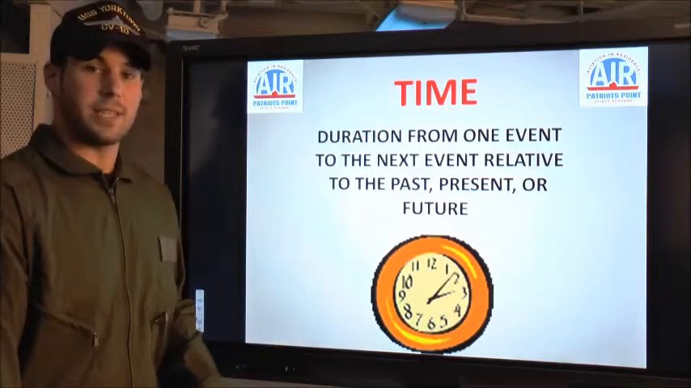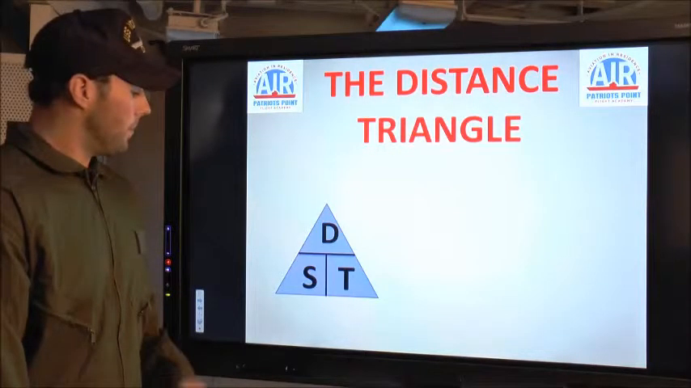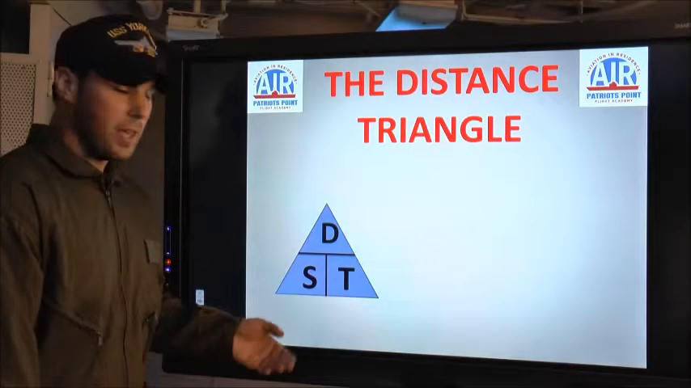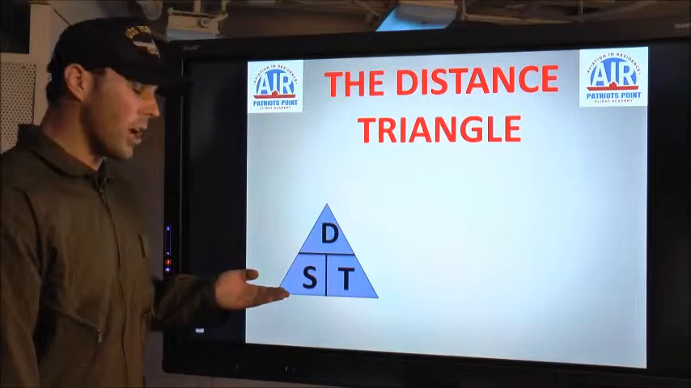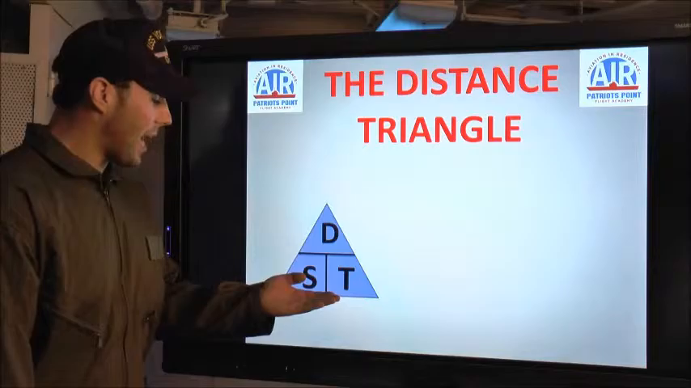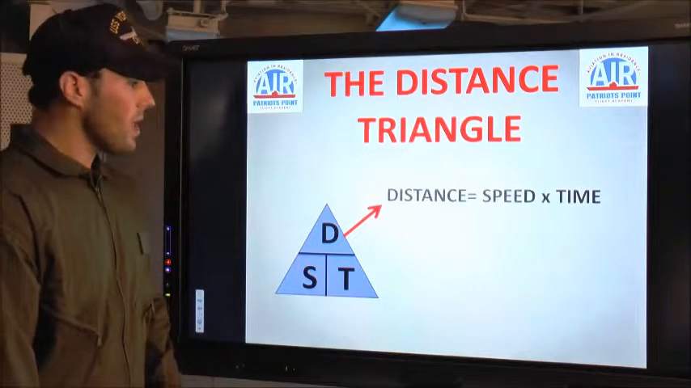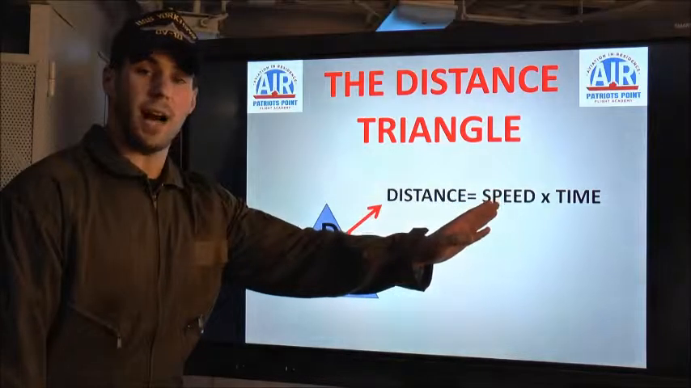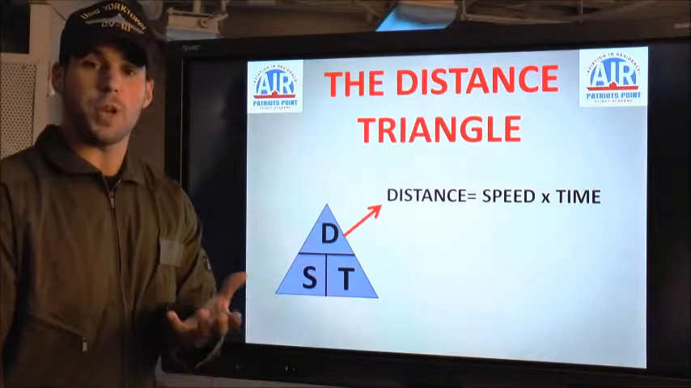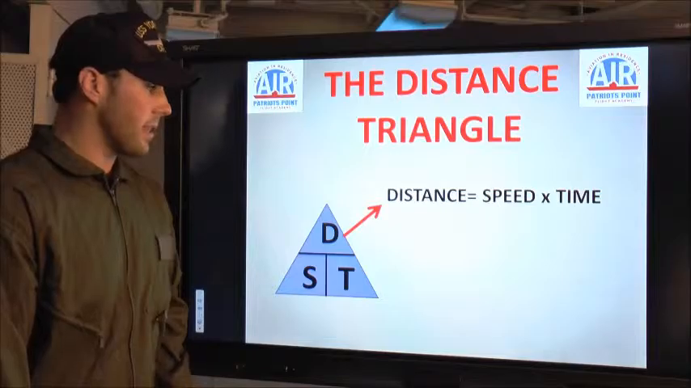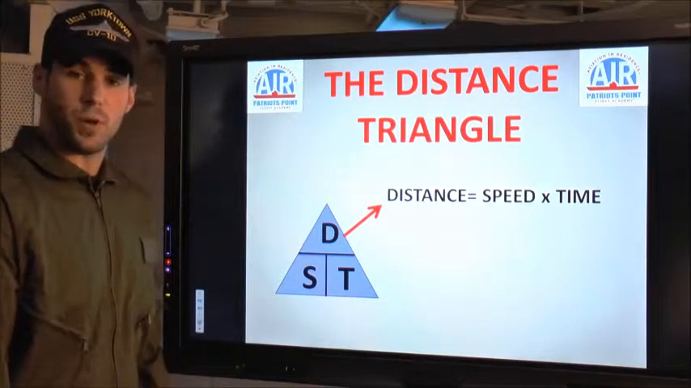Let's look at that using the distance triangle. This is what the distance triangle looks like. You have distance on the top, speed on the lower left-hand corner, and time on the lower right-hand corner. Let's figure out how to calculate our distance. If you have your speed and your time, you're able to multiply those two numbers together to get your distance. And that's how you'd figure out the distance portion of this triangle.